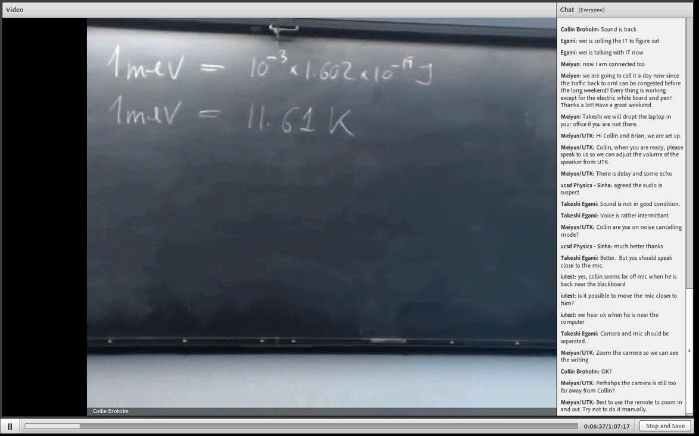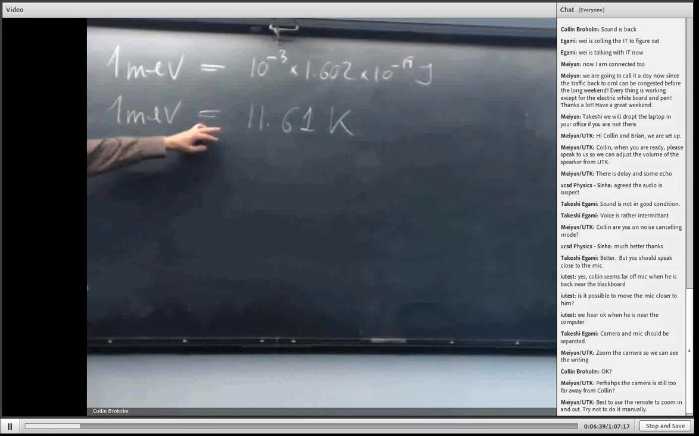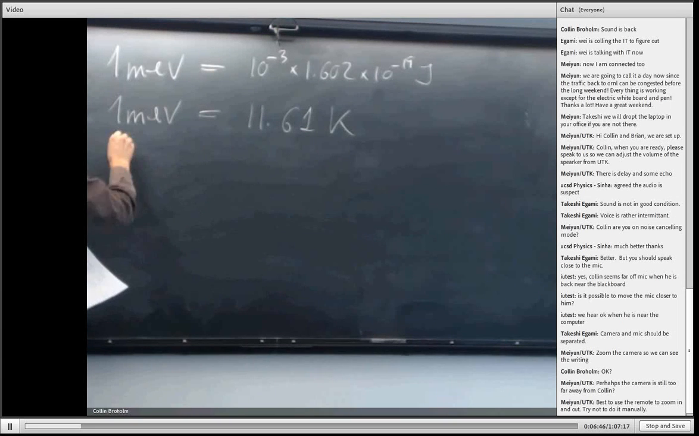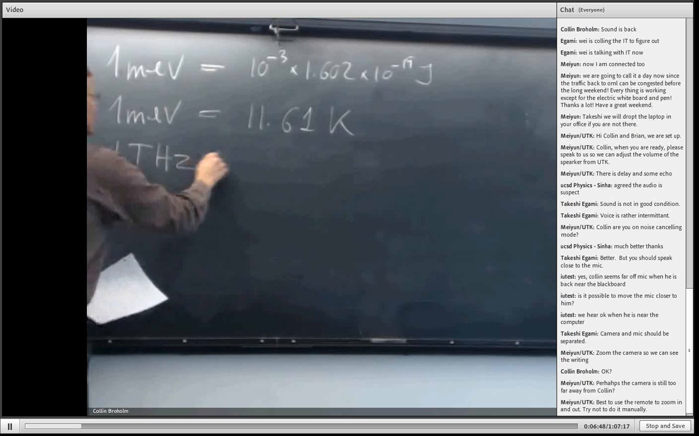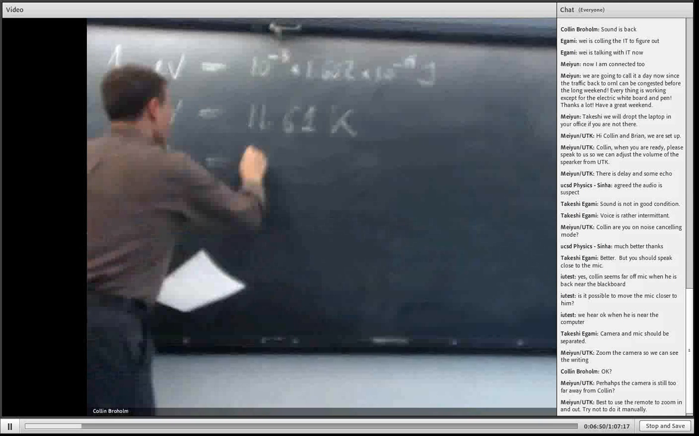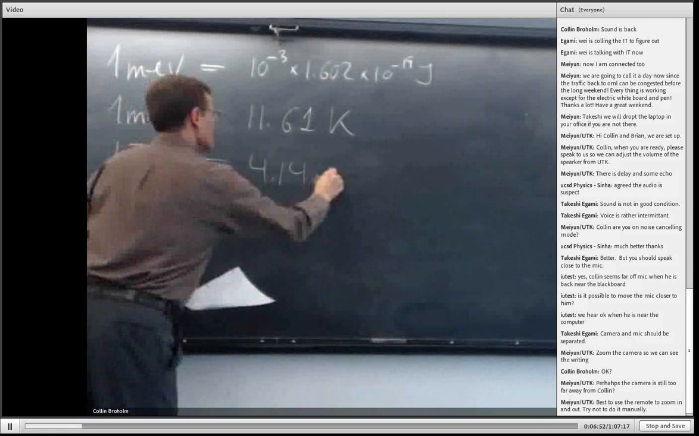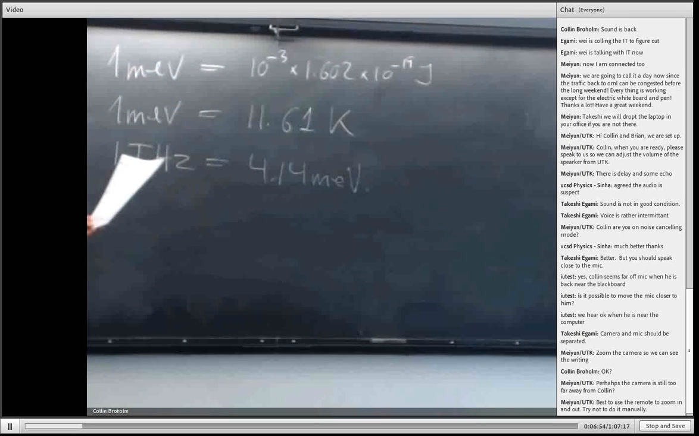This corresponds to a thermal energy of 11.61 Kelvin, so approximately 10 Kelvin per milli-electron volt. Another unit we sometimes shall use is terahertz, and 1 terahertz is equal to 4.14 milli-electron volts.